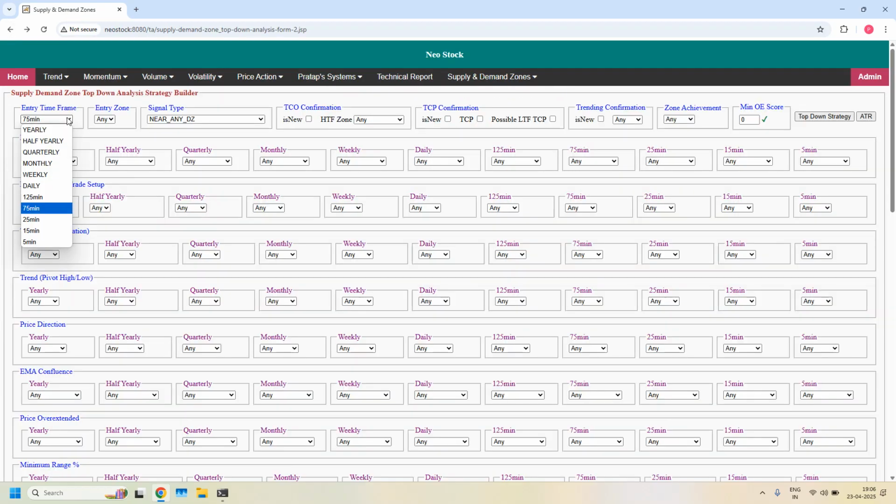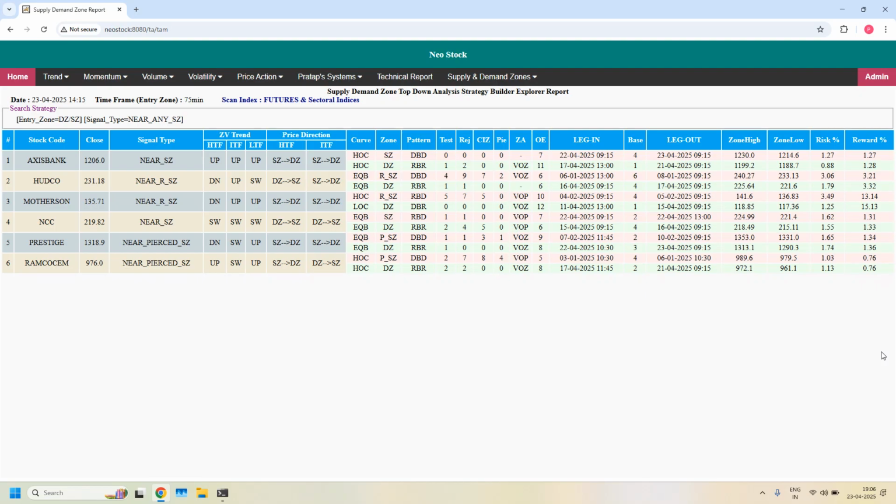Okay, next, for the 75 minutes time frame, let us find the stocks near the 75 minutes supply zone. We got 6 stocks. Let us identify high liquidity supply zones from this list. HUDCO is not valid, it is a pierced zone. Motherson is having a 75 minutes high liquidity supply zone. That's it. We have only one 75 minutes high liquidity supply zone from this list. So with this we have identified high liquidity zones from daily and 75 minutes time frames.